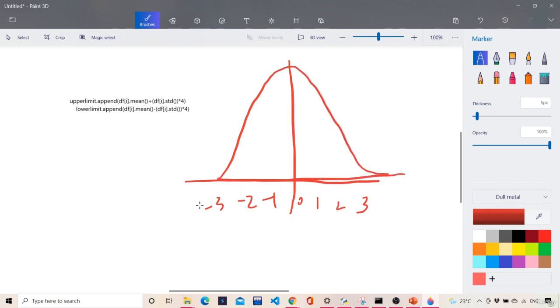Okay, so if I'm having values less than -3, that means it's an outlier for the centrally distributed curve. If I'm having values greater than 3, that means that is an outlier for this curve. So that is what is written over here. The lower limit must be within the range from -3 to 0, and the upper limit must be within the range from 0 to 3. If it is beyond -3 and above 3, that is considered an outlier for this normal distribution. That is what these two lines of code are saying.